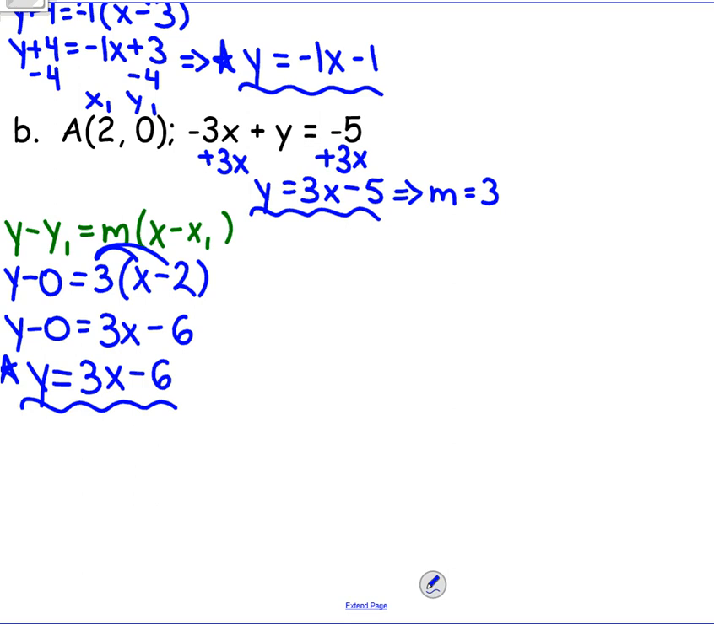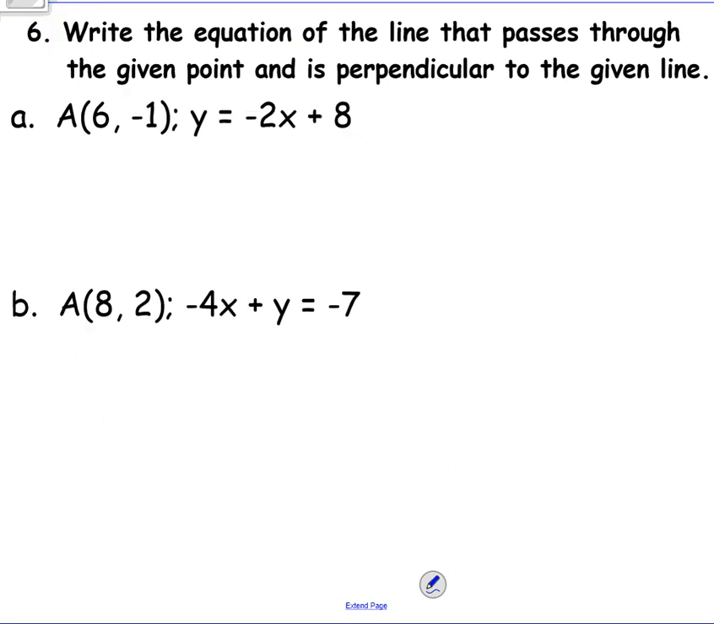Okay, moving forward to the next question. Let's see if we can keep our process going here. Number 6 says we're going to write equations to lines that pass through the given point but are perpendicular to the given line. So perpendicular means that not only do you need to find the slope from the given line, but you need to work with opposite reciprocals.